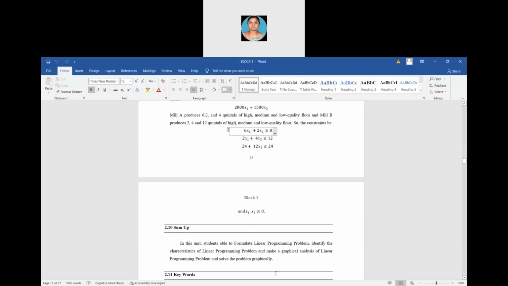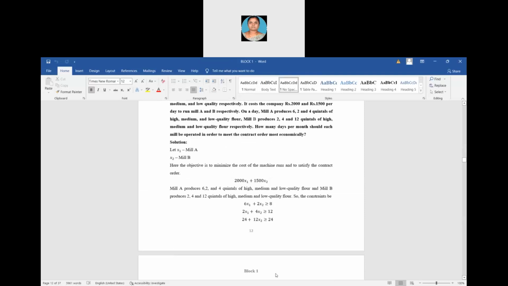the constraints. So what is the objective function here? Your objective function is minimize z equal to 2000 x1 plus 1500 x2. Mill A produces some quintals of high, medium and low grade, and mill B produces some other quintals. That's all. If you frame it like that, you will get the format for our linear programming problem.